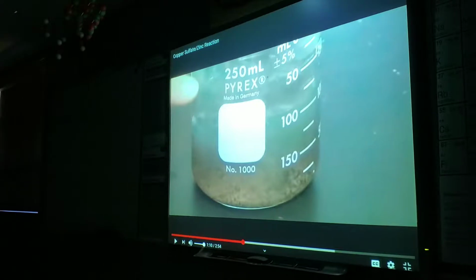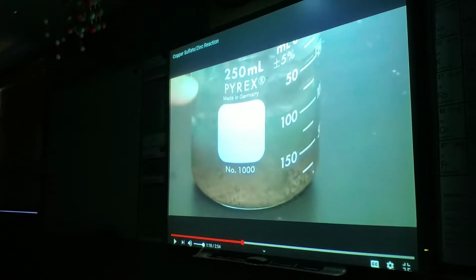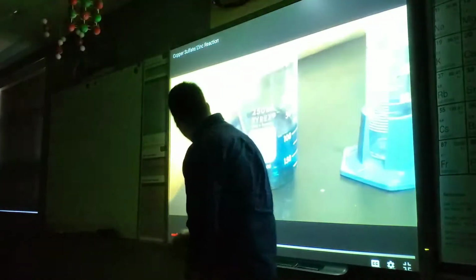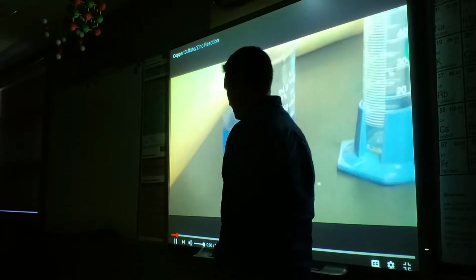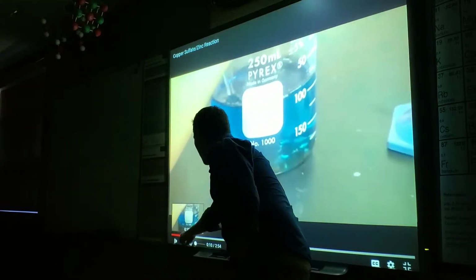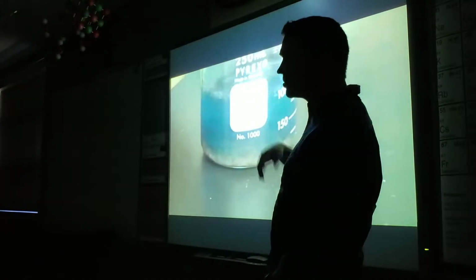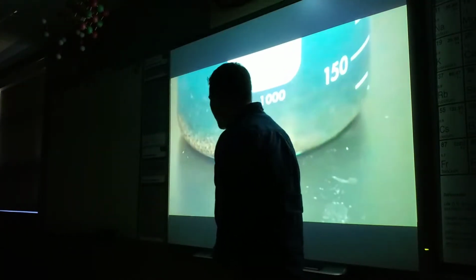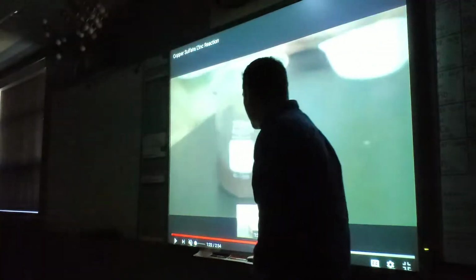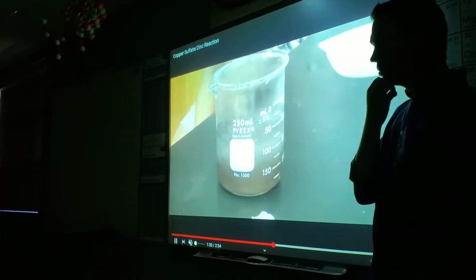Yeah, sure. We'll pause the video. Okay, what do you notice after we added the zinc to this solution? What do you notice happened to the color of this solution? Brown. So what color did the solution start out as? Like a pretty vibrant blue color, and as we go, what's happening to the solution?